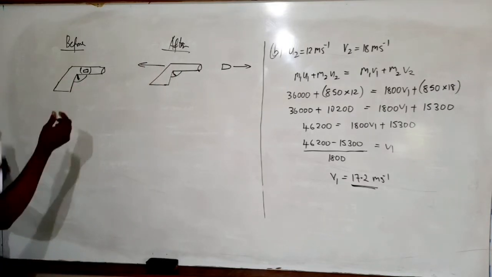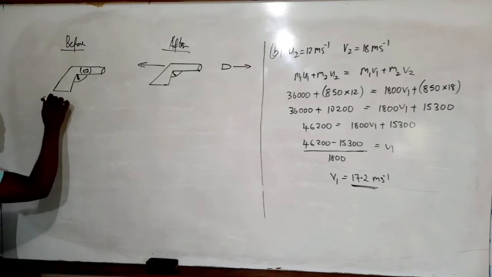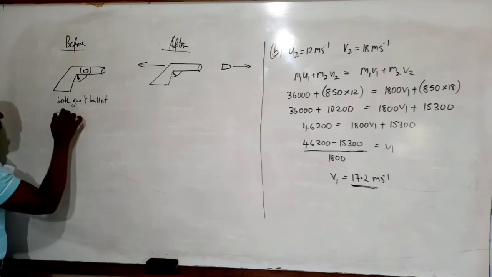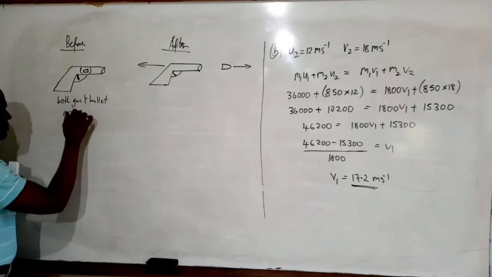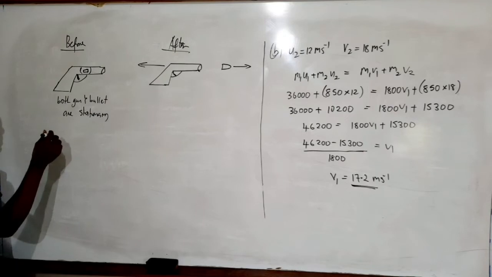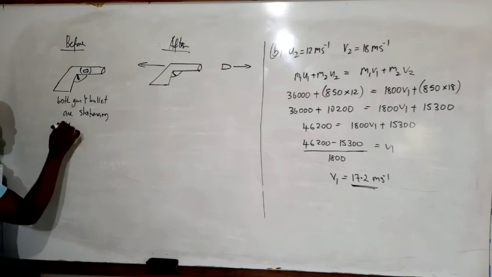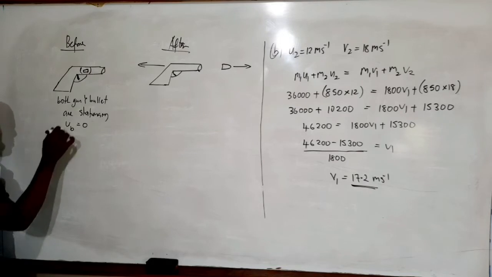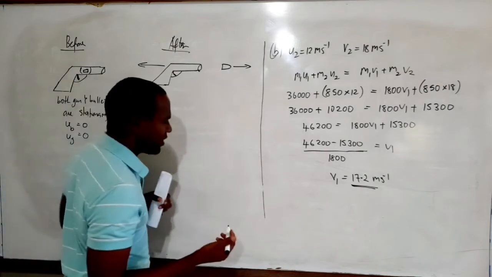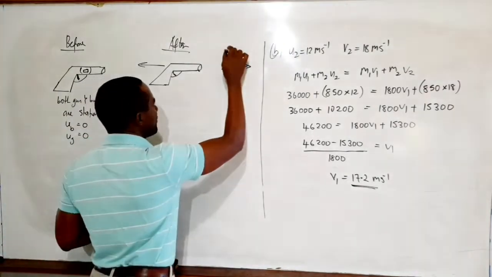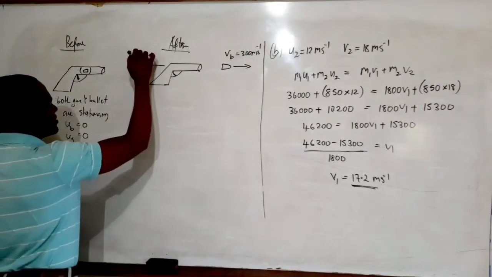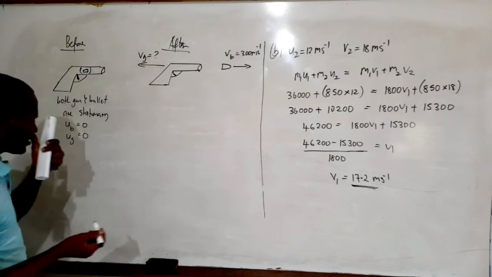So before, both gun and bullet are stationary, right? So we can say that, for instance, if the initial velocity of the bullet be UB, then that will be equal to 0. Initial velocity of the gun, UG, will also be equal to 0. Now after the bullet is fired, we're told that the bullet moves off with a velocity of 300 meters per second, and we don't know the velocity of the gun, and that is basically what we want to find, right?